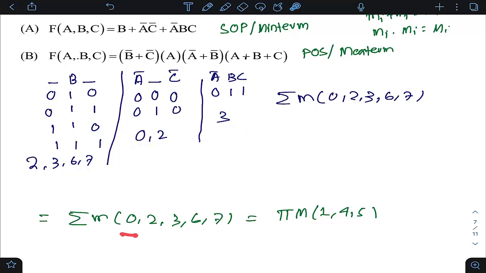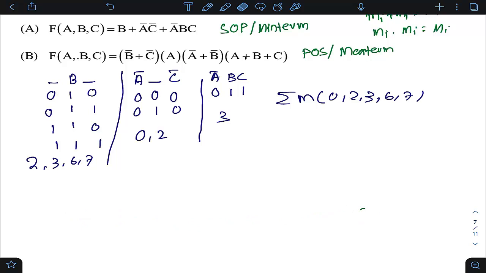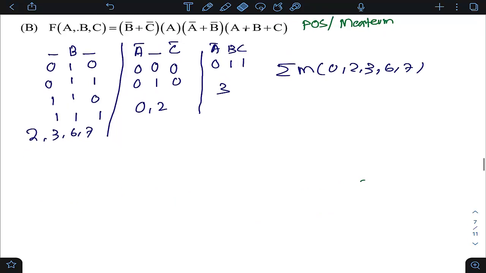So to reach this conclusion, you see how much effort we have done, and if the function has some more terms, you can imagine how much time that process will take. But this process is very straightforward. This is the approach: whenever you have the function in SOP form, you can get the min terms, and from there you can get the max terms. Similarly, for the max term case, we have to follow a similar approach.